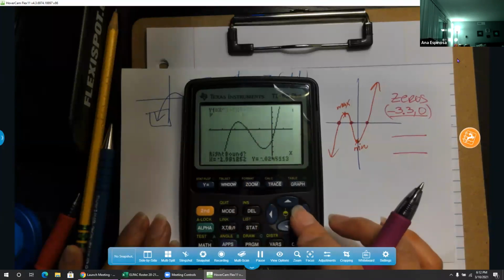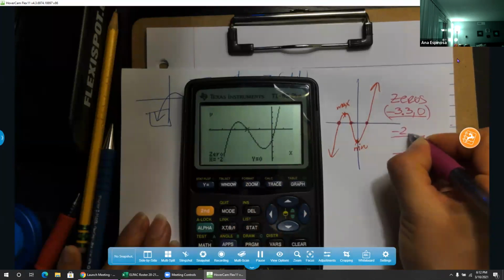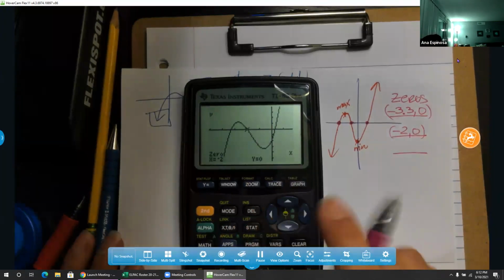Then I'm going to go right of it. Make sure you cross the x-axis. Enter twice. And that's exactly -2, 0. Some of these will be decimals. Some of these won't be decimals. That's fine. All right, let's get the next one.